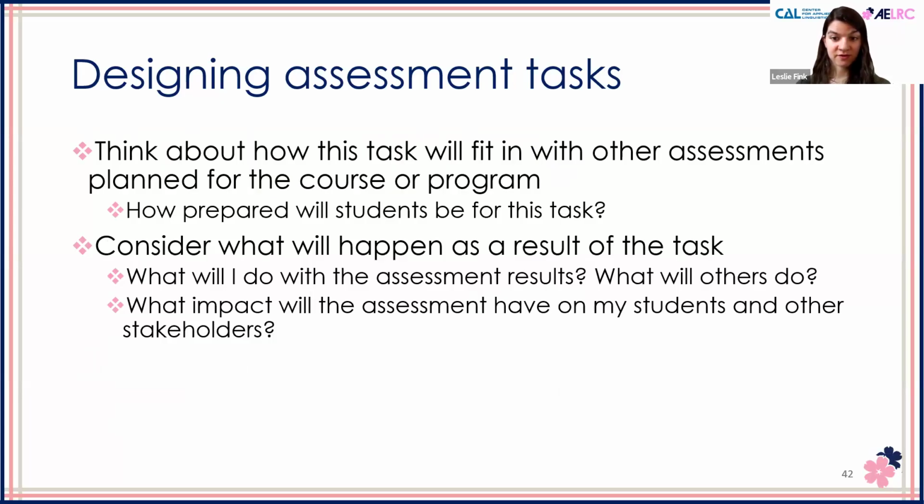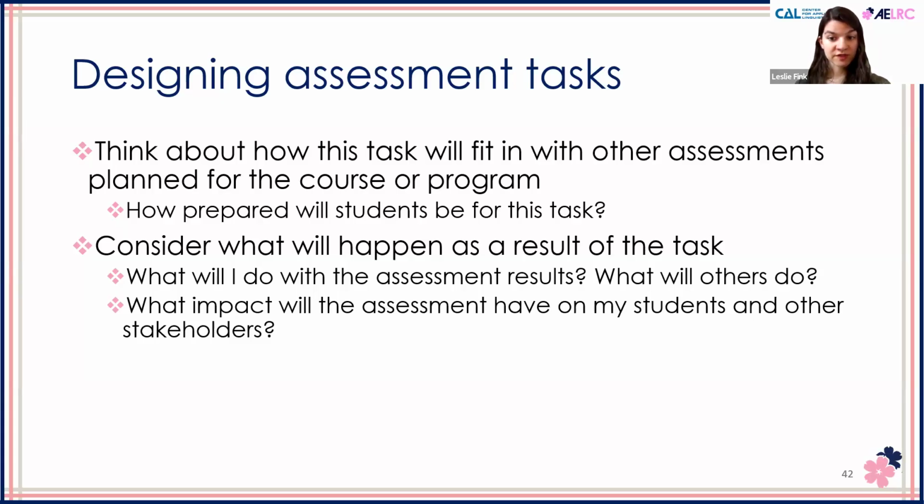Finally, designing a task also involves considering the impact after the assessment is administered and evaluated. It's important to have a clear idea of what you and others will do with the assessment results. Will you be in a situation like Merdad, who we heard about a moment ago, who had his own uses for the assessment results, but the results would also be used to inform a program evaluation?